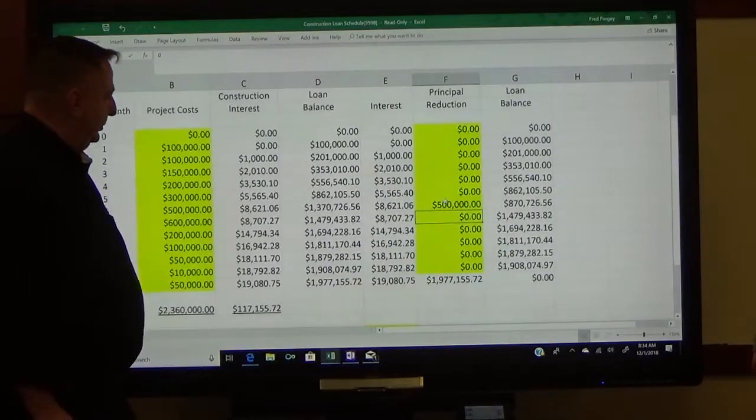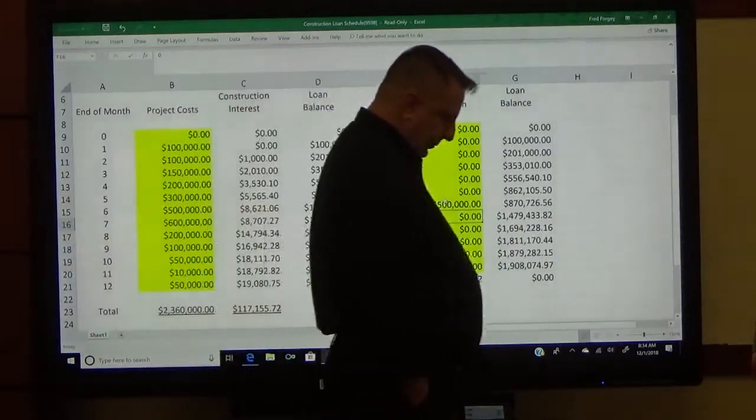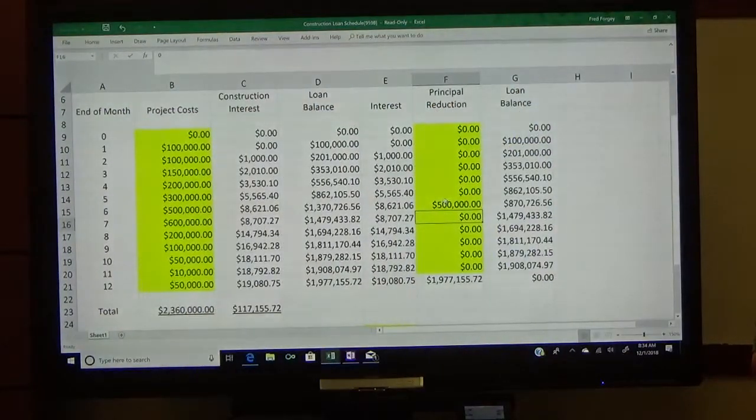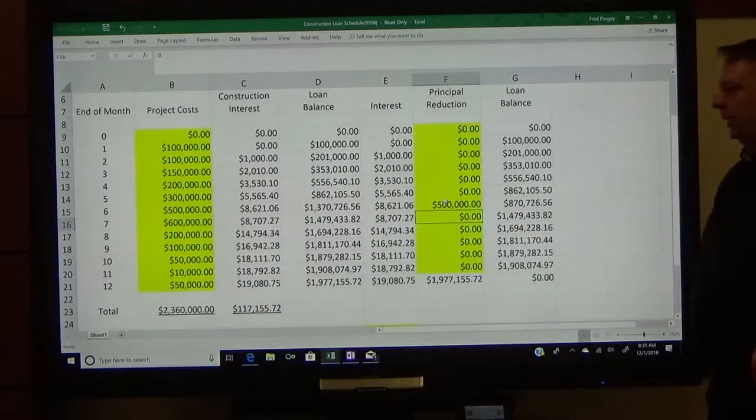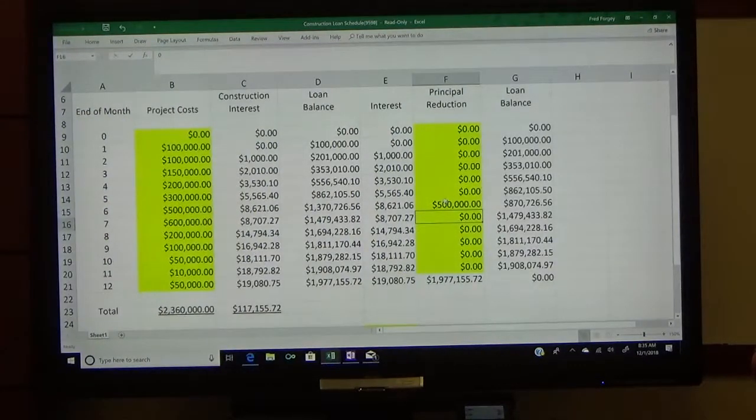Yep. So, if a question was asked, the project cost $100,000 at the end of month 1, you're going to put that in month 1. Right. Okay, my next question is, if you made a payment of $500,000, wouldn't you save on interest if you just didn't draw the $500,000? Correct.